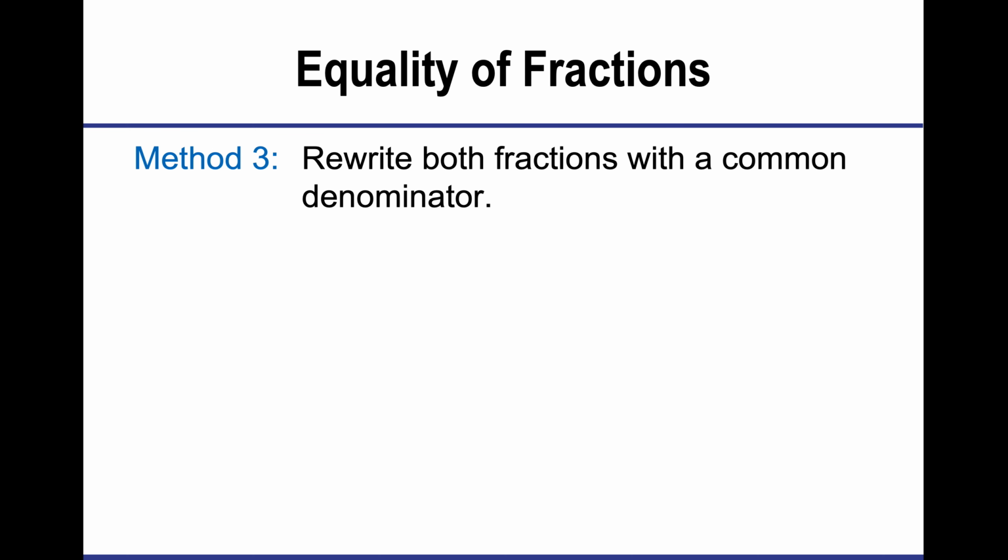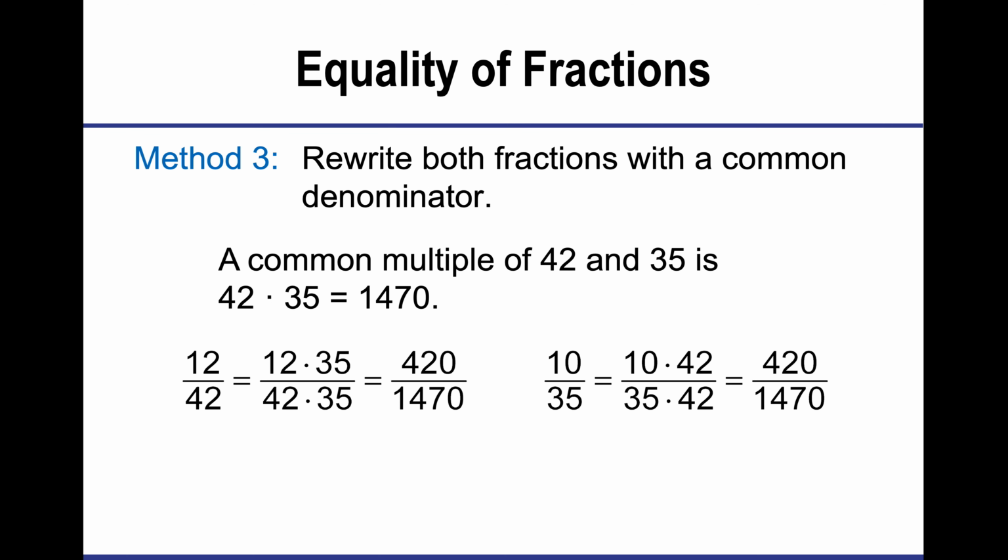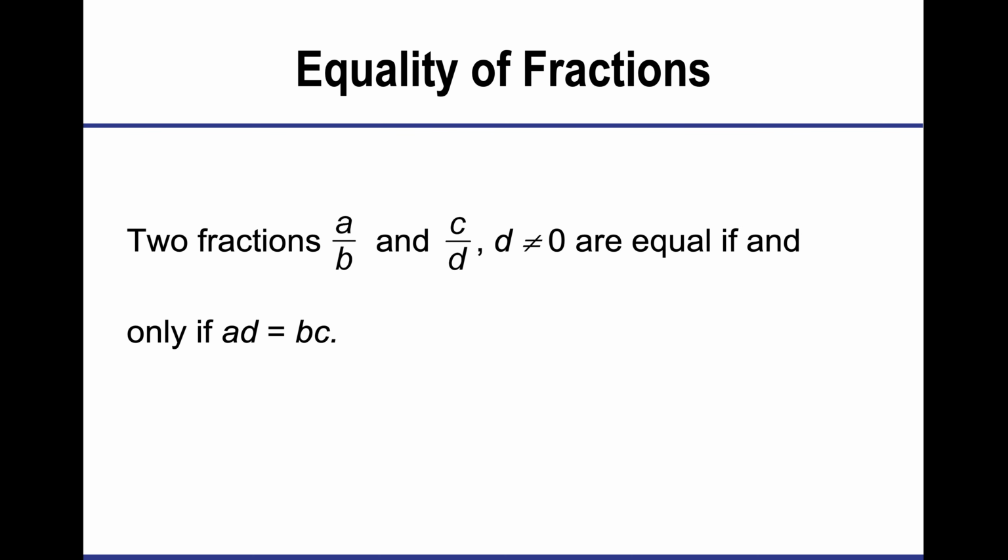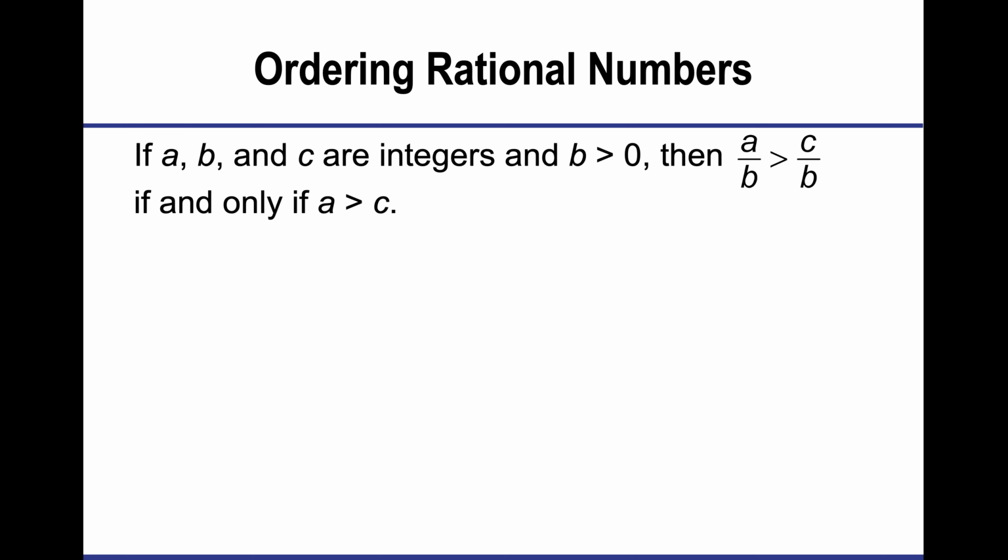Method 3 is going to be to rewrite both fractions with the common denominator. So I'm going to get that common multiple this time, and then I'm going to show that those are equal. Two fractions are going to be equal if and only if AD is equal to BC. This is a shortcut. So this is the butterfly method that a lot of people utilize. So I could actually multiply them to figure out if they were equivalent.